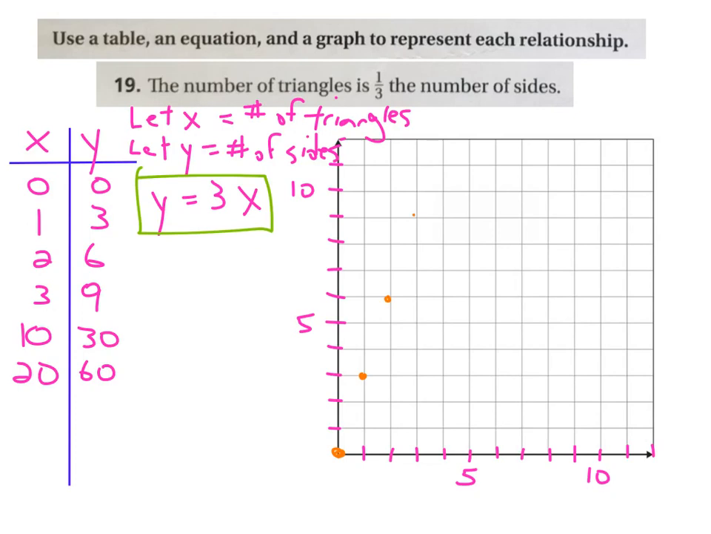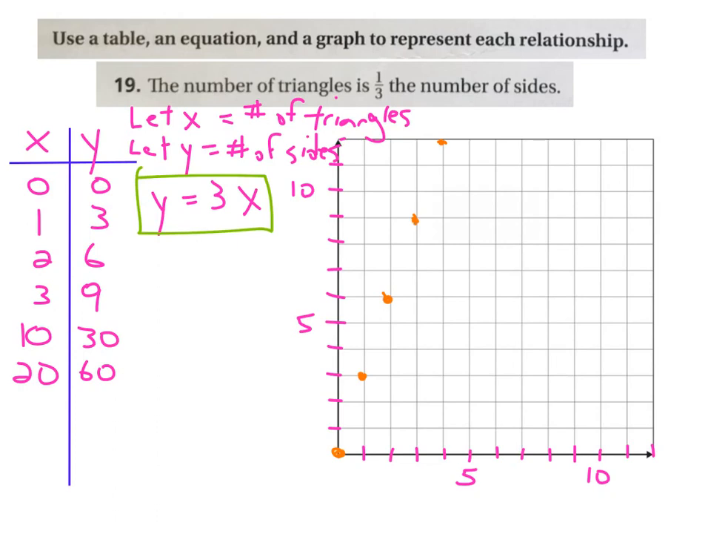3, 9. And we don't have it but 4, 12. You don't see it, but that's also a point. Okay. And by the way, these are whole jumps. You're not going to have half a triangle and half of the number of sides, 1.5 sides. That's not how it works. Okay, so we got these whole jumps, and what they call this is discrete.